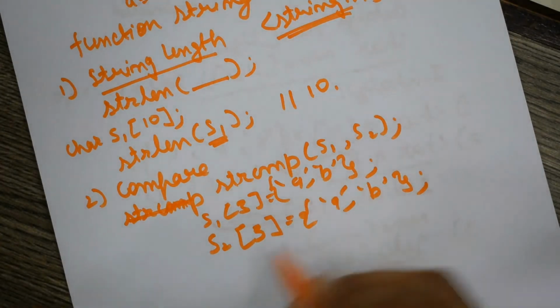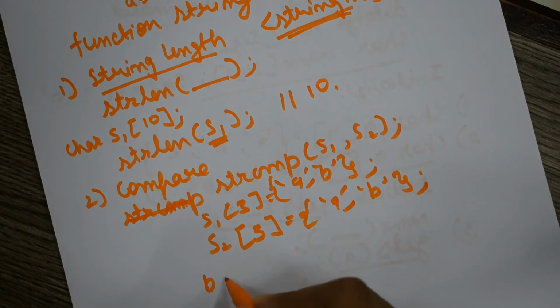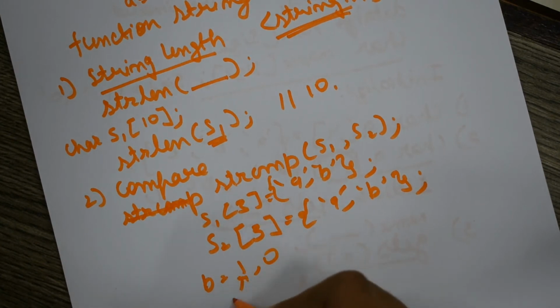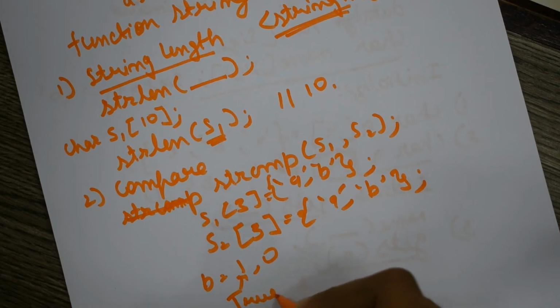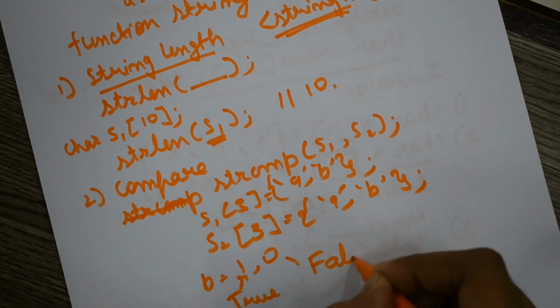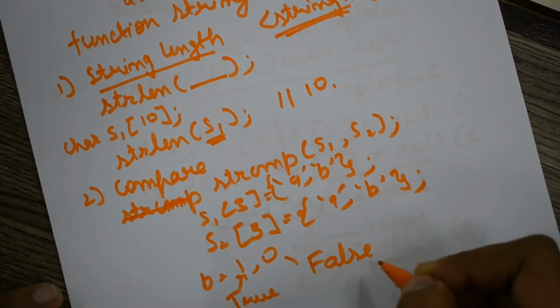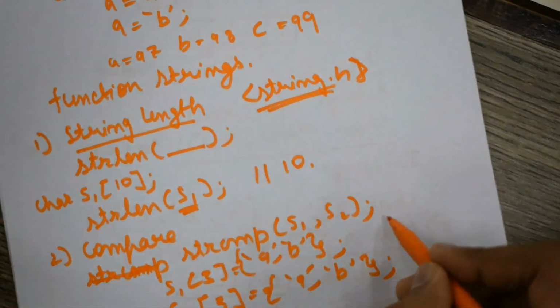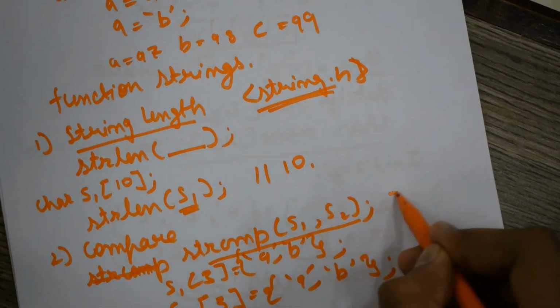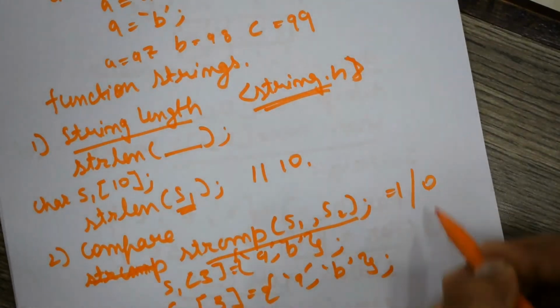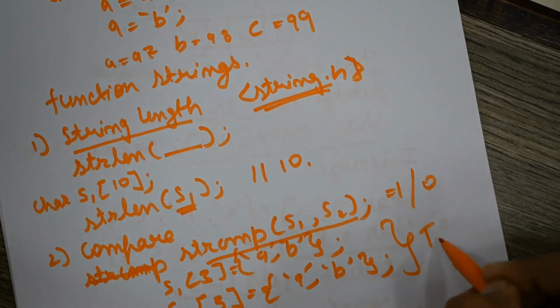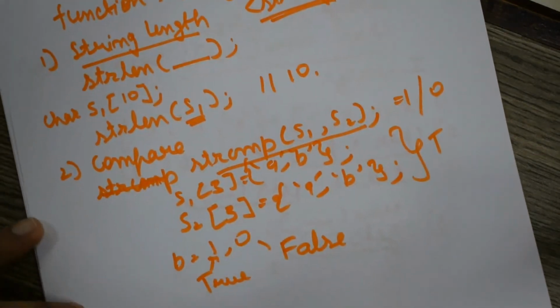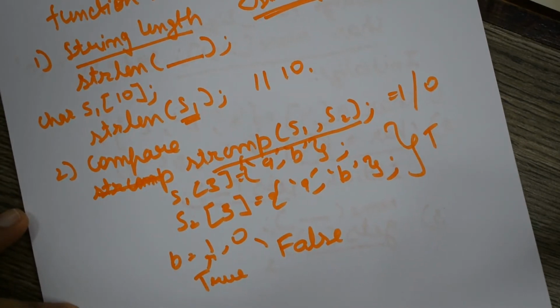What is a boolean value? Boolean values are 1 and 0. 1 is for true and 0 is for false. So it returns true or false. So if this part is true, it returns 1. If it is false, 0. In our case, it is true. So this is the comparison, string comparison.